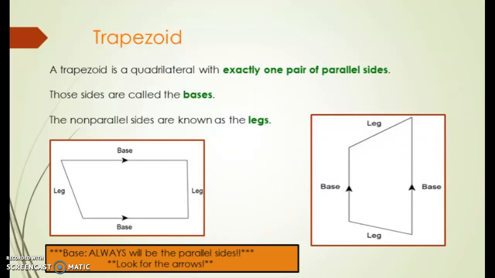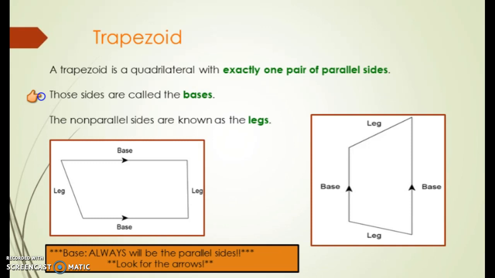In order to understand and use the mid-segment trapezoid theorem, we need to make sure that we understand the trapezoid, what it is, and the parts of a trapezoid. So a trapezoid is a quadrilateral, a polygon with four sides, with exactly one pair of parallel sides.